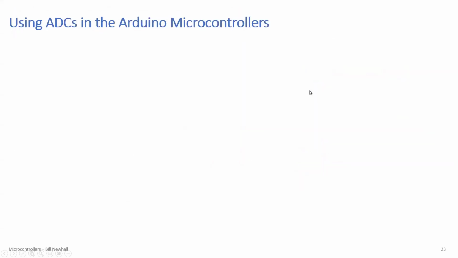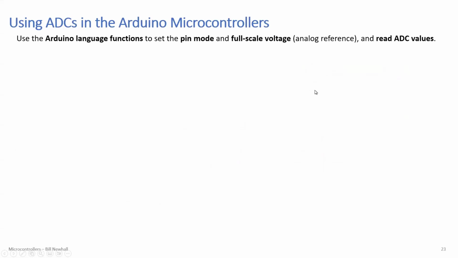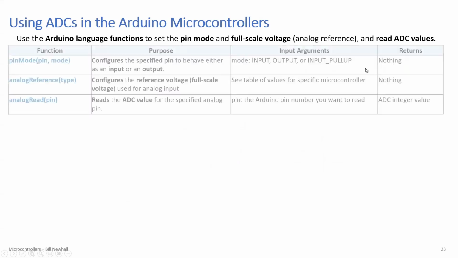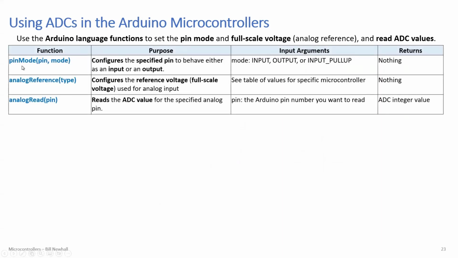So for the Arduino microcontroller, here's how to use the ADCs. The Arduino language, again, has built-in functions to set the pin mode and set the full-scale voltage, which is the analog reference, and built-in functions to read the ADC values. And here are those functions. So you set the pin mode, you set the analog reference, and you use analogRead after the microcontroller knows that this is an input.